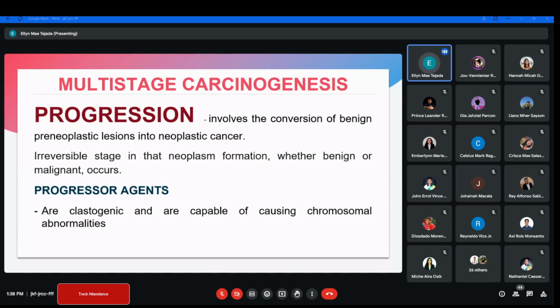Now, again, since progression is a stage in the neoplasm formation, either way, benign or malignant, it could occur. Okay? Chemicals that impact the progression stage are usually genotoxic agents. And if genotoxic agents are already visible, they are the most known progressor agents. These are usually clastogenic, which means they break the chromosomes.